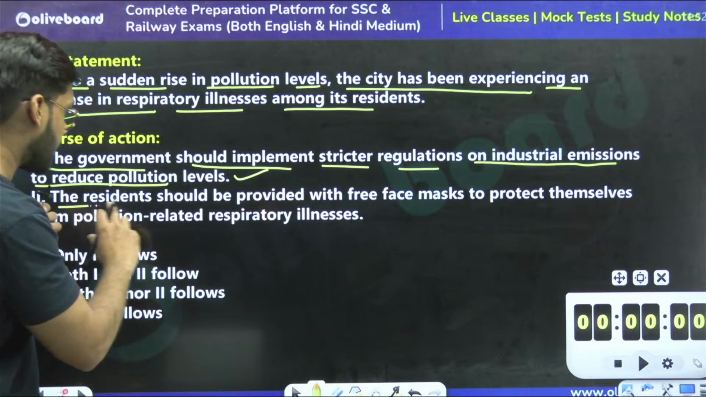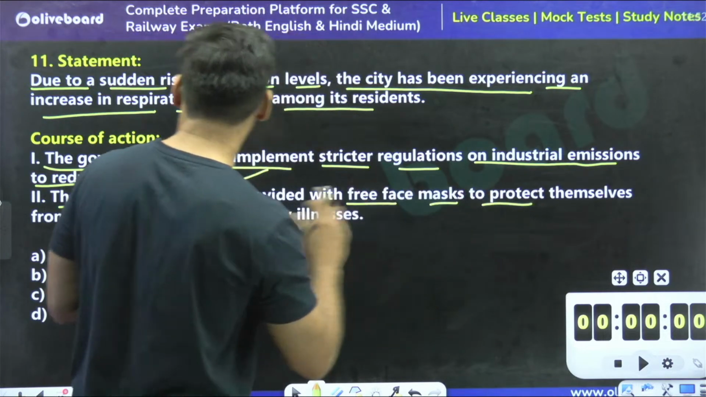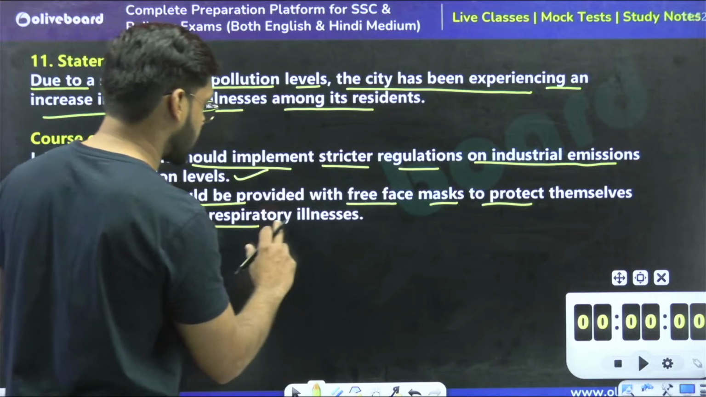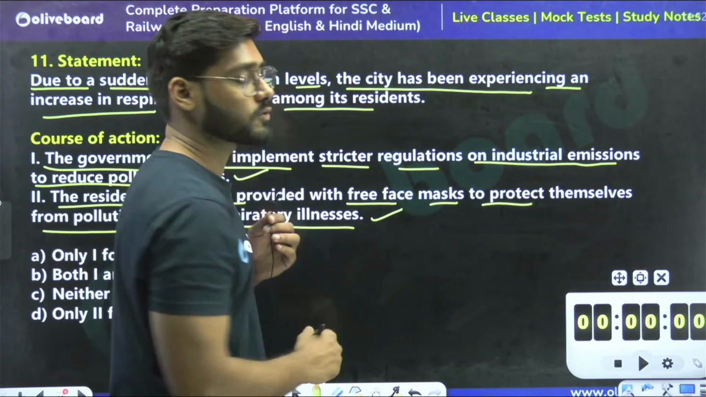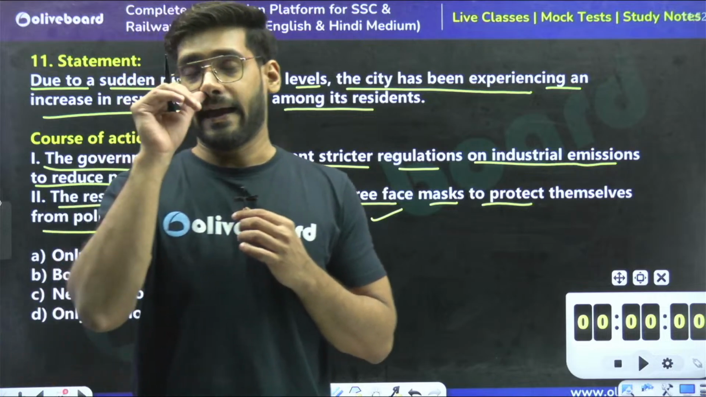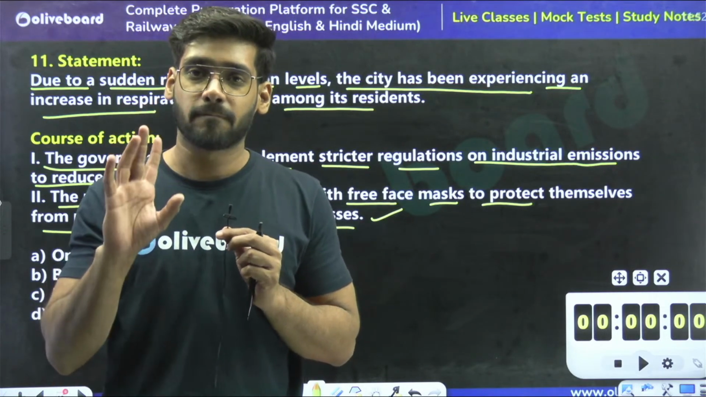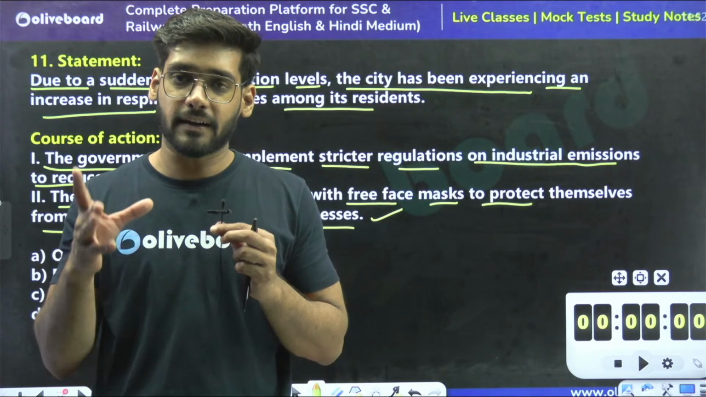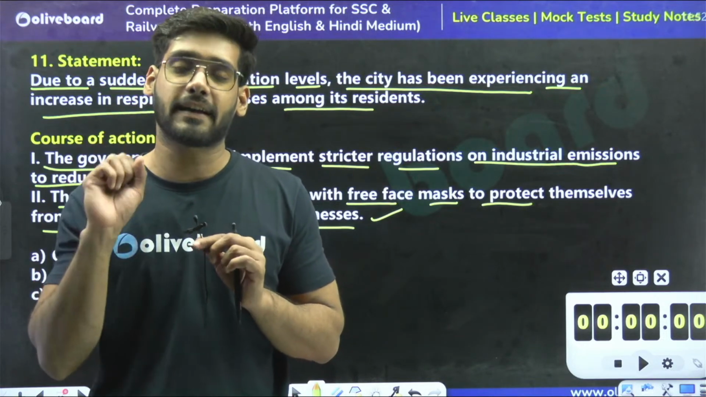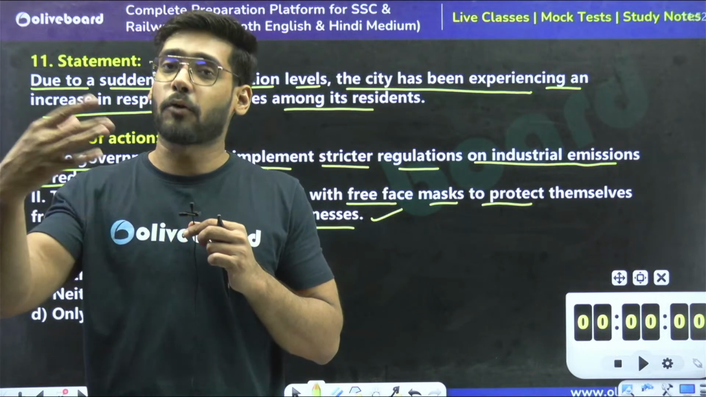Second, the residents should be provided with free face masks to protect themselves from pollution related respiratory illness. Yes, this is also the right course of action that the government should do. As of now, the pollution cannot be controlled in one go. Can the government control pollution in one go? No, the government cannot. The government will take steps slowly, and meanwhile the pollution level will rise.